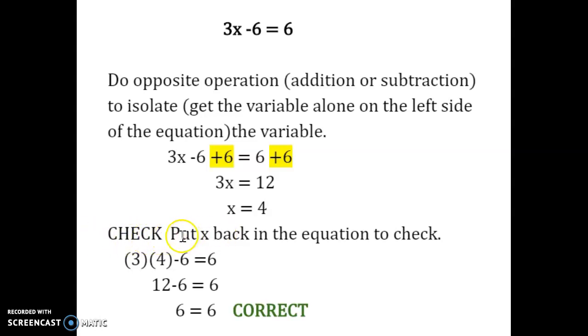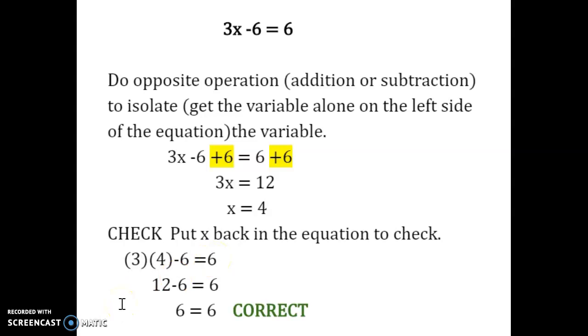So we always check, because that's so important, and we check to put x back in the equation. So let's put x back in our original equation. Our 3 is our 3. We know that this means to multiply. Our x, we said was 4, so we've multiplied those two together. Then we have minus 6, we carried that over. Our equal sign, we carried that over. And our 6, we carried that over.